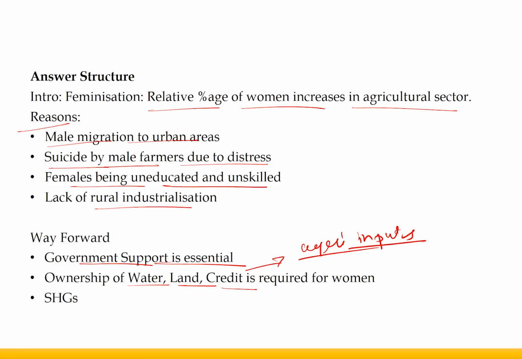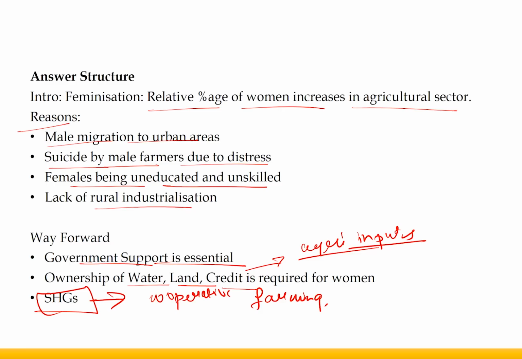Okay. And then they can also promote SHGs, through which they can promote cooperative farming, and not only improve the socio-economic condition of the women farmer, but also improve the agricultural output of the country. All right. So this is a way forward.